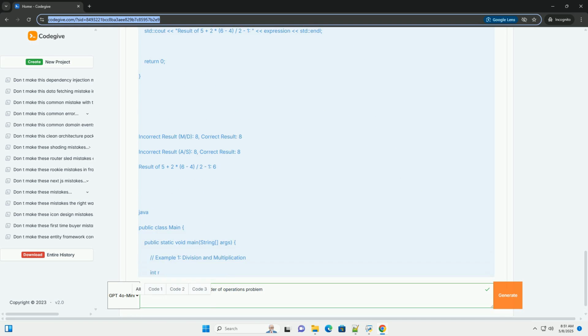Incorrect assumption: addition always before subtraction. Consider the expression 10 - 4 + 2. Incorrect calculation due to the wrong assumption: 10 - 4 + 2 equals 10 - 6 equals 4. Correct calculation following the left to right rule: 10 - 4 + 2 equals 6 + 2 equals 8.